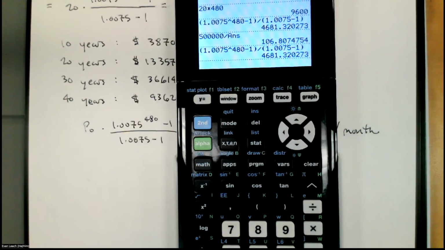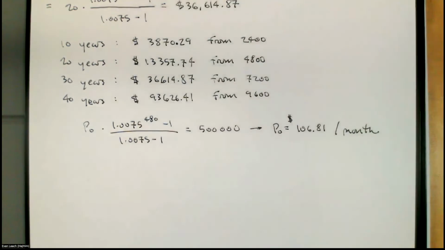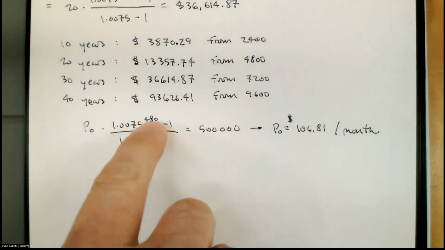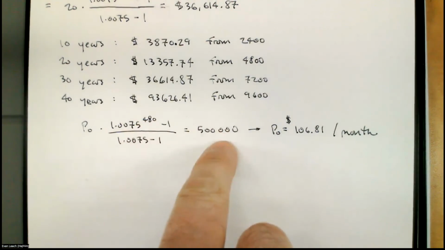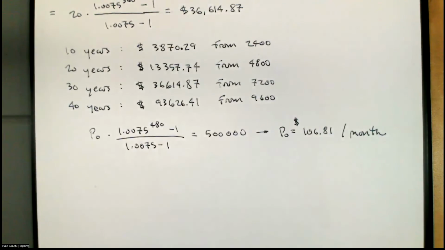So this is the number. Just take 1,000,000 and divide by 213. Unsurprisingly, it's just twice as much. Because now we're doing this for 40 years at 0.75% per month. We double this amount, that'll just double our P naught. So it's not surprising that it just doubled. 9% is pretty stable. I don't know what it would do right now.